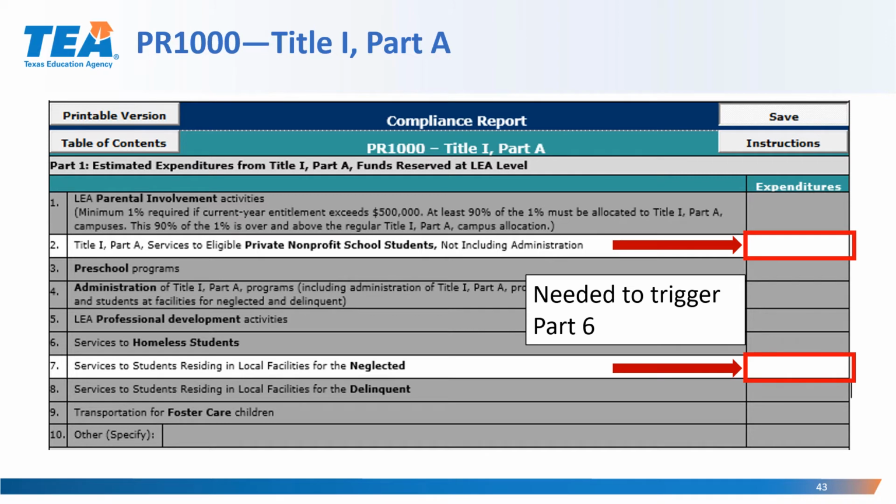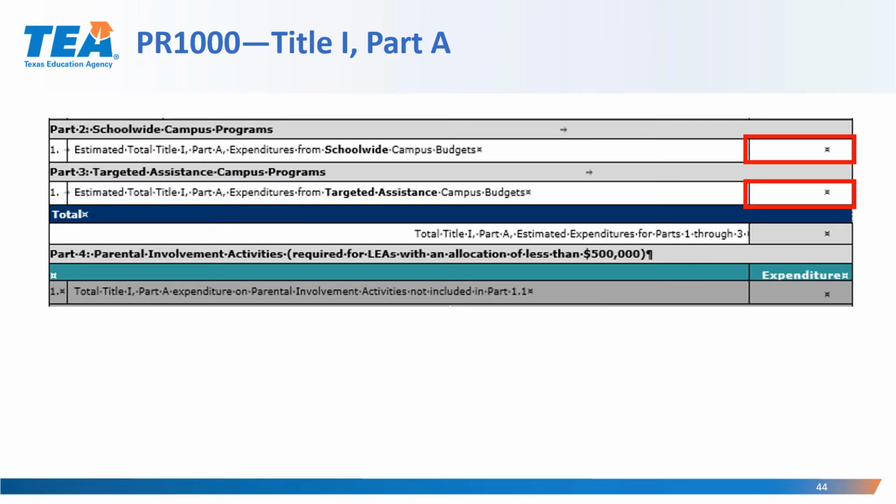So we are asking for expenditures related to eligible private nonprofit school students, not including administration, and services to students residing in local facilities for the neglected. Part 2, we are asking for estimated expenditures for school-wide campus budgets and targeted assistance campus budgets. Part 4 has been grayed out.